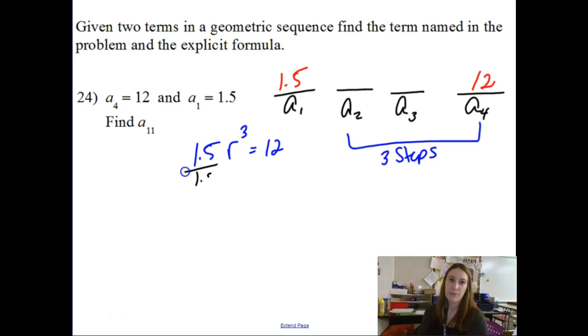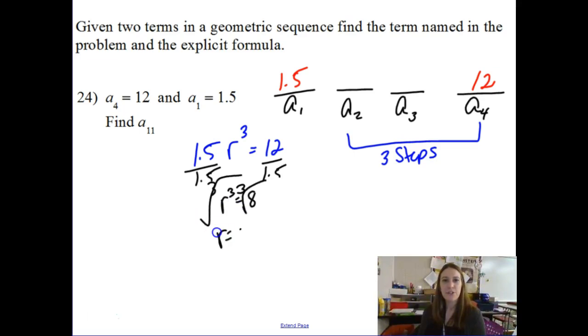So, dividing by 1.5, gosh, I know I totally should be able to do that. 2/3, 4, is it 8? I'm just checking. Yeah, it's 8. So we have r to the 3rd power equals 8, and then cube rooting both sides, find out our common ratio is 2. So, multiplying by 2 gives you a 3, multiplying by 2 gives you a 6, multiplying by 2 gives you a 12. Alright, we rocked it.